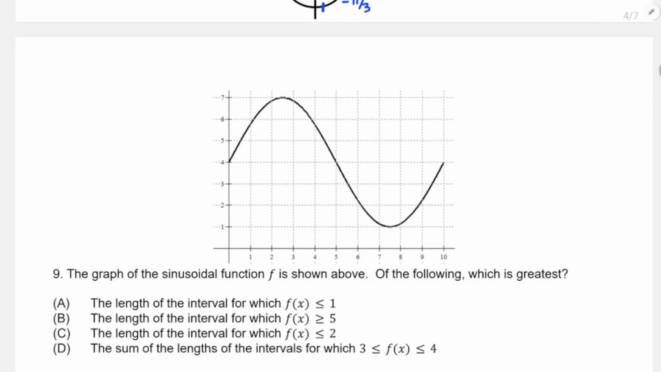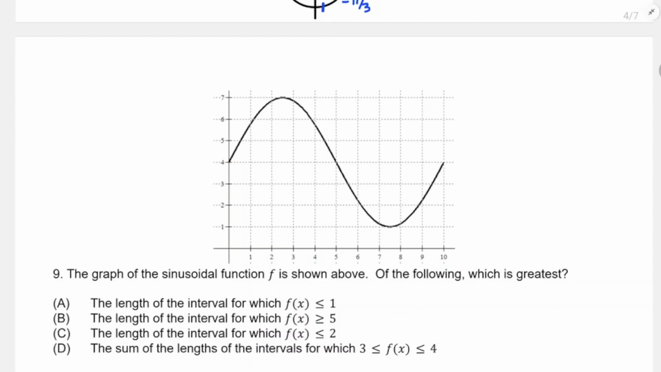Alright, now we're going to move on and do some problems from the notes book that I think would be particularly useful to you on the upcoming test. So the graph of the sinusoidal function f is shown above. Of the following, which of these is the greatest? Okay, so I'm going to go in and kind of measure each of these lengths.